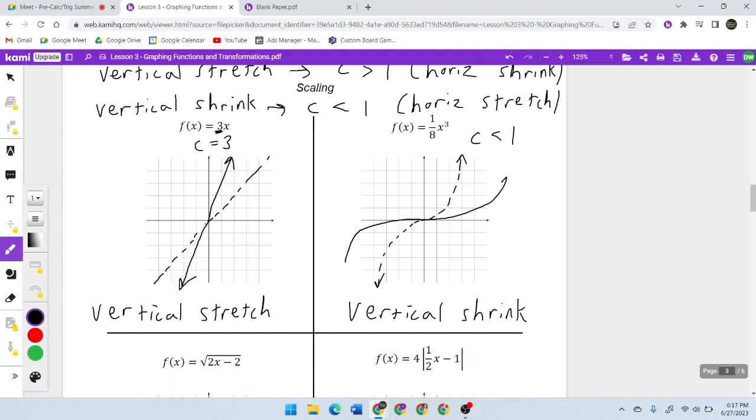See how it's kind of flattened like a pancake in the vertical direction? Or you could say stretched out in the horizontal direction? However you remember it, doesn't matter to me, but just know that the vertical shrink is going to make it look more flattened like a pancake.